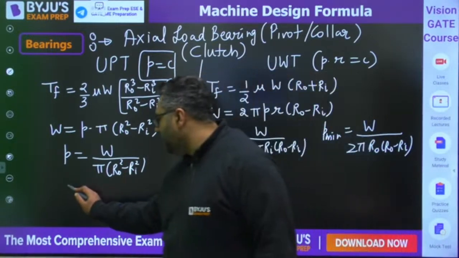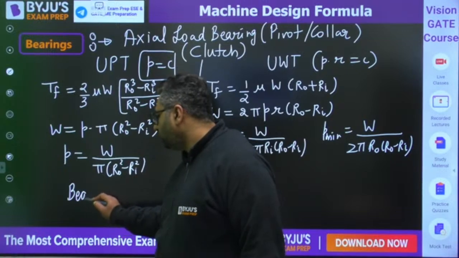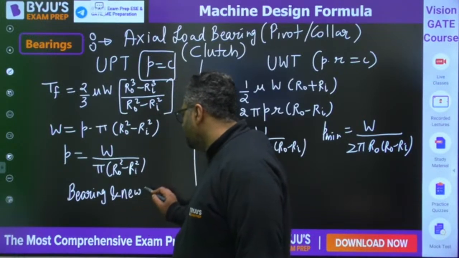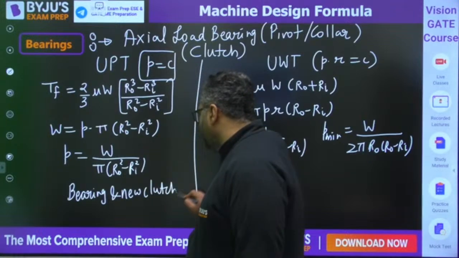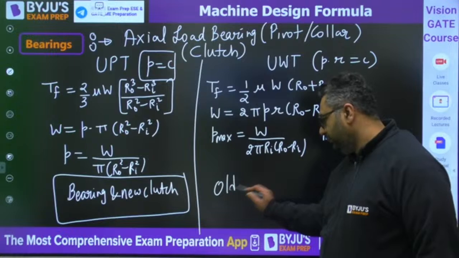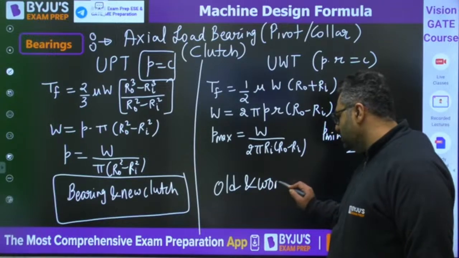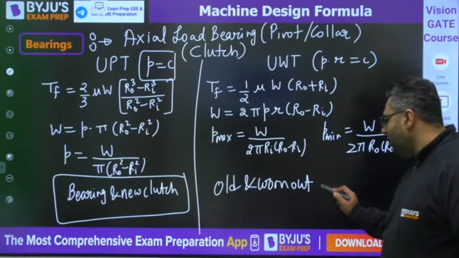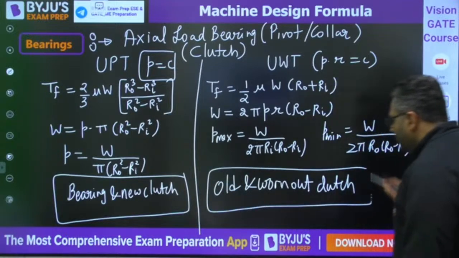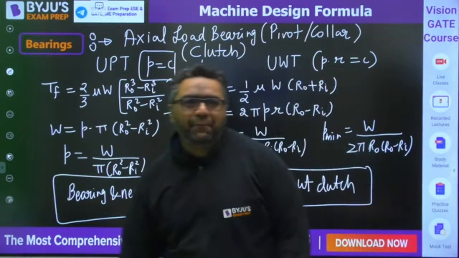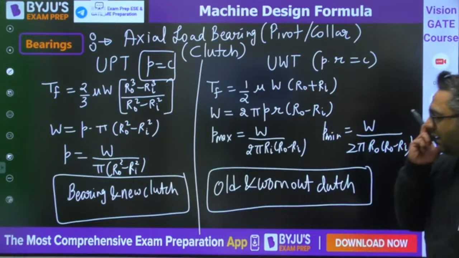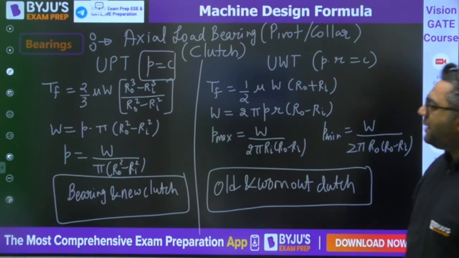So you know, for bearing and new clutches, if nothing is mentioned, we use UPT, and for old and worn out clutches, we use UWT, that is uniform wear theory. I feel everybody is happy with this. On one slide you have seen all the formulas of UPT and UWT. Okay, this is about the first type of bearing.